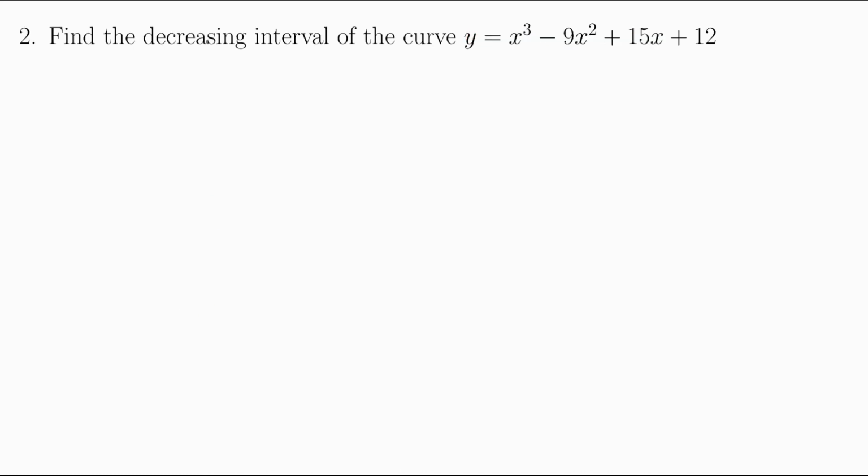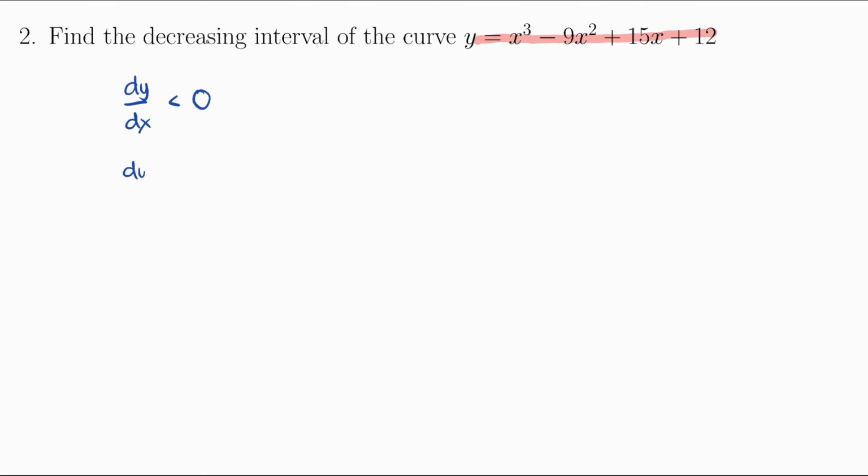In this second example, we will be finding the decreasing interval of the curve y equals x cubed minus 9x squared plus 15x plus 12. The decreasing interval of the curve are the points on the curve which have a tangent with negative gradient. Therefore, the derivative of y with respect to x, or dy over dx, is negative, or in other words, less than 0. So we have to find the derivative of the curve.